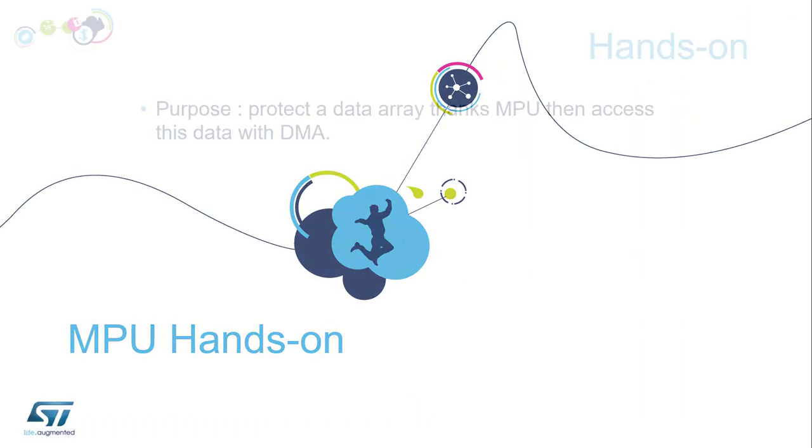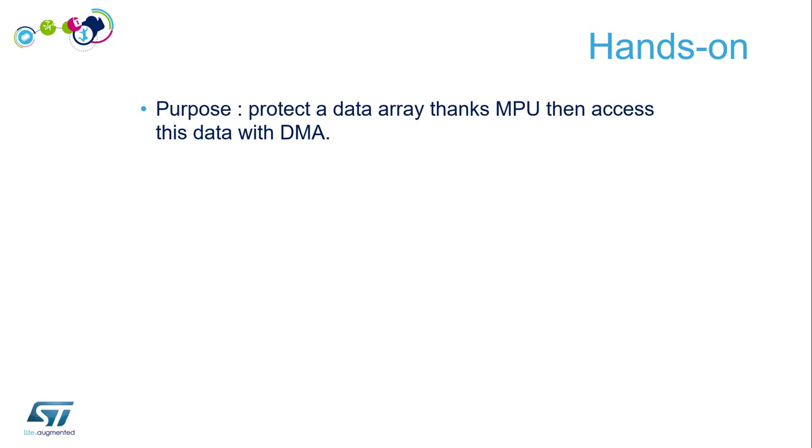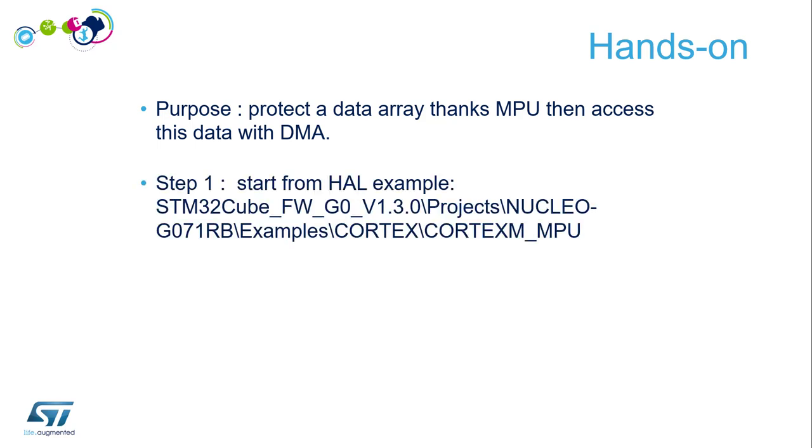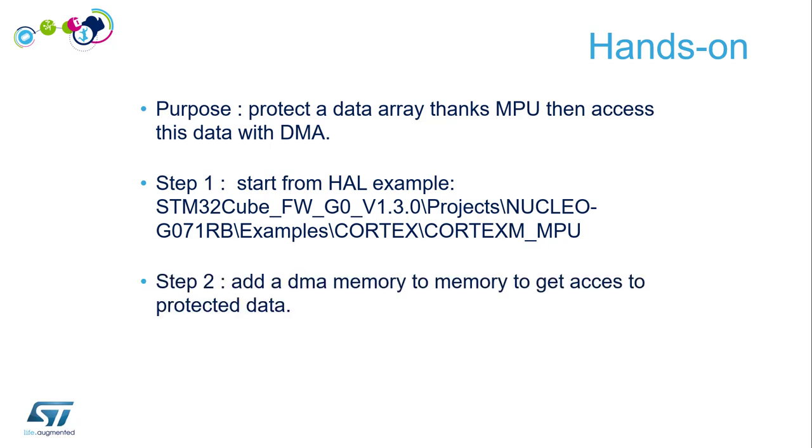MPU and DMA. The purpose is to protect a data array thanks to the MPU, then access this data with a DMA, and this way work around the MPU protection. For the first step, we will start from the HAL example that is delivered in the G0 CubeMX firmware package, and we will experiment with it and try to understand how it's configured. In a second step, we will modify it and add a DMA memory to memory to get access to this protected data. So let's switch to STM32CubeIDE.